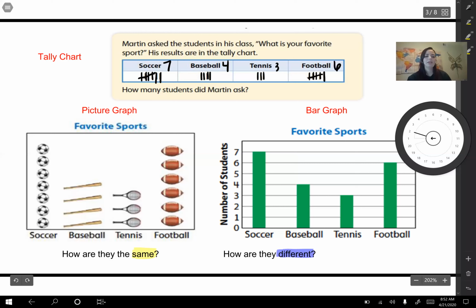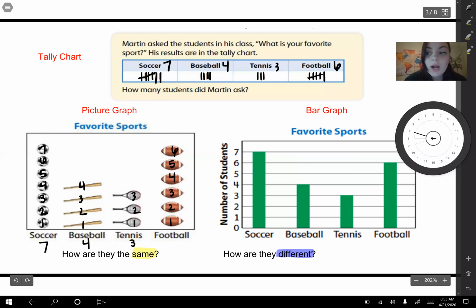All right, let's go to the picture graph. And what I'm going to do for the picture graph is I'm going to make sure I'm writing my numbers in my pictures so that I remember. So 1, 2, 3, 4, 5, 6, 7. And then I'll write it down here so I remember. Soccer, there's 7. Baseball, 1, 2, 3, 4. I'm going to write a 4. On tennis, 1, 2, and 3. And football, 1, 2, 3, 4, 5, and 6.